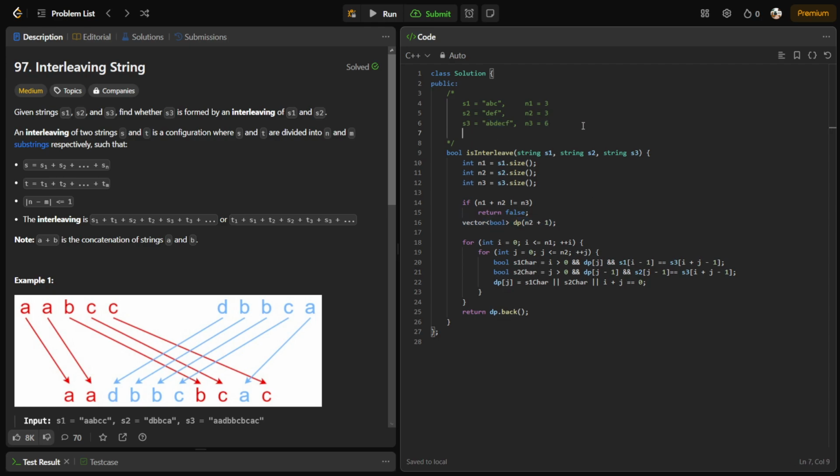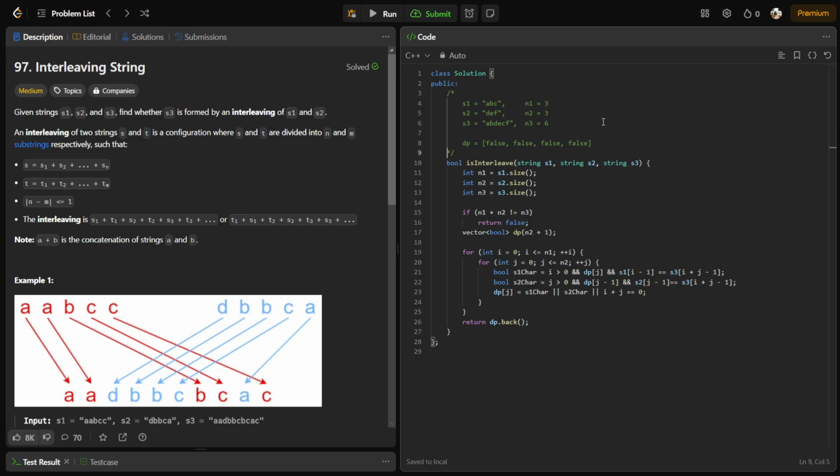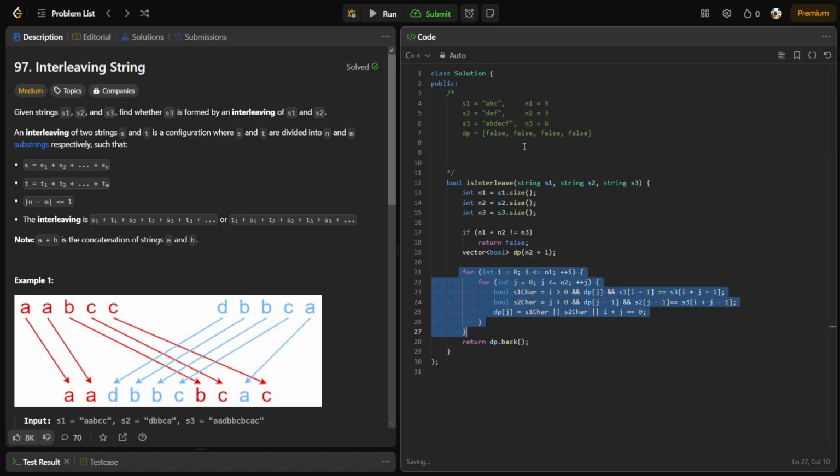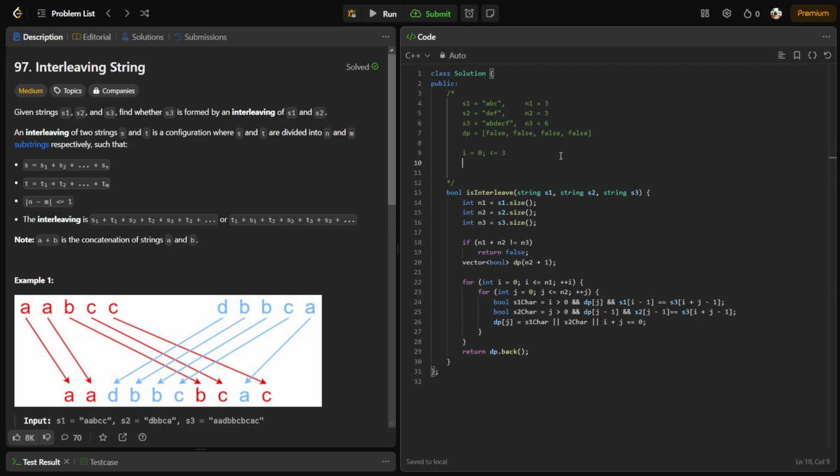Next, I have a Boolean vector called dp, which will store n2 plus 1 number of booleans, right? So let me initialize them as false first. n2 is 3, so we have 4 falses. Alright, next we enter a for loop with i equal to 0 and iterate as long as it's less than or equal to n1. And j as well, which does the same thing. Right, the inner for loop.